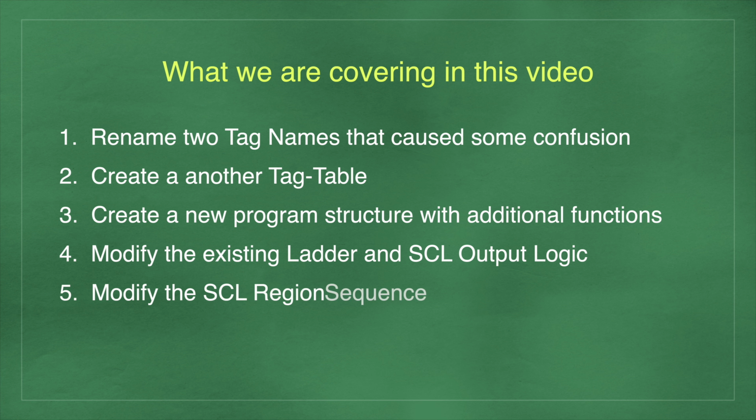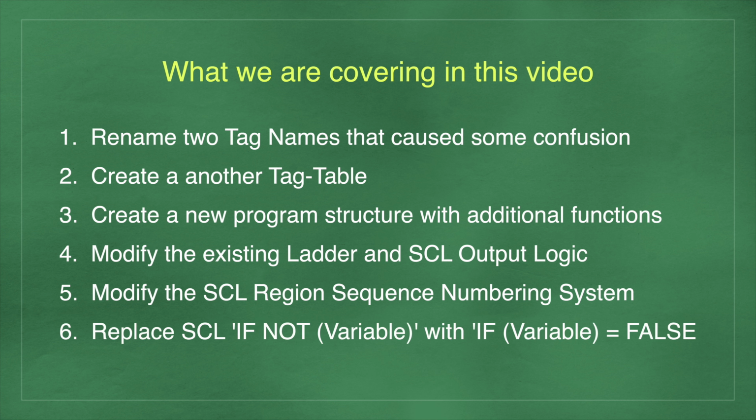We'll then modify the SCL sequence numbering system, which steps through the load pallet sequence procedure. And lastly, we'll modify a few SCL if not variable statements and replace them with if variable equal to false statements, as the not can also be a bit confusing. After that, we should be ready to start coding.